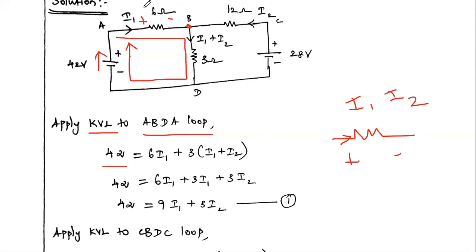So according to Ohm's law, what is the voltage drop across the 6 ohm resistor? 6 into I1. Then when we come here, there is a 3 ohm resistor. The current flowing through this 3 ohm resistor is I1 plus I2, so the voltage drop across it is 3 into (I1 plus I2). That's all, only three elements: one voltage source and two resistances. The voltage source, minus to plus, is the voltage rise, and the remaining two are voltage drops.